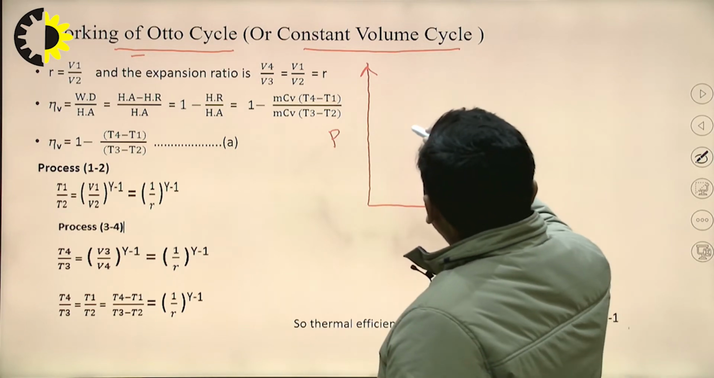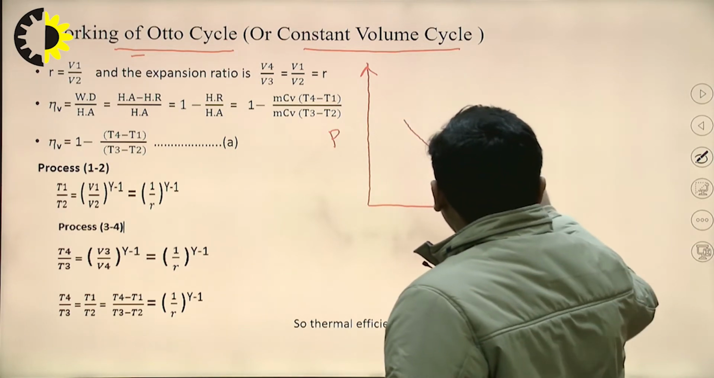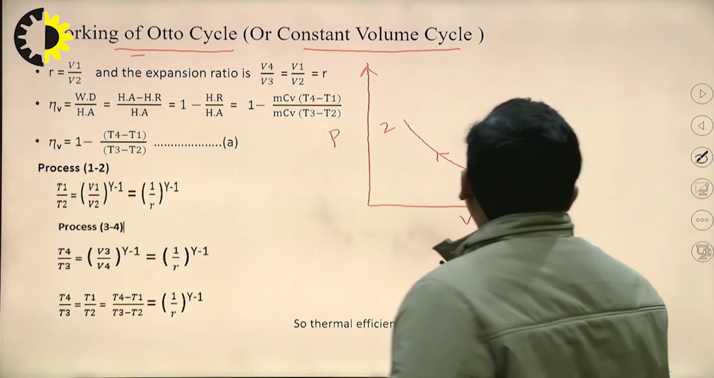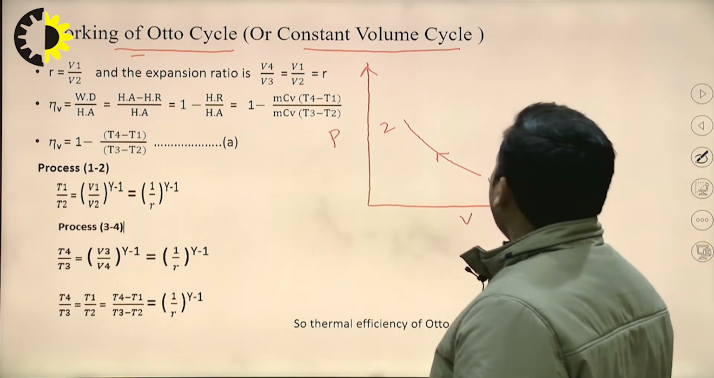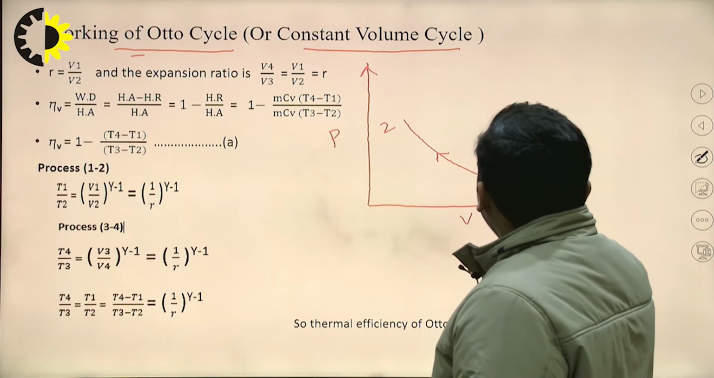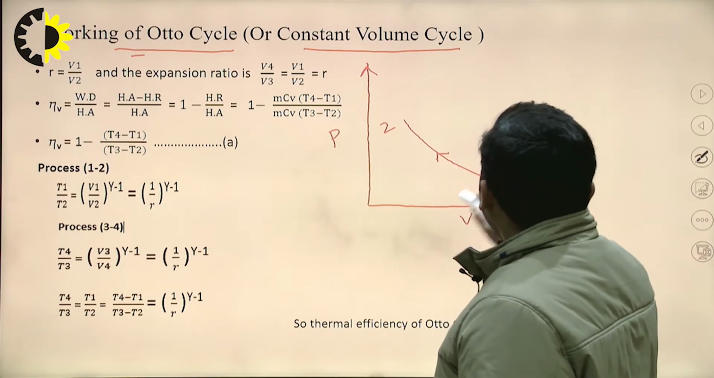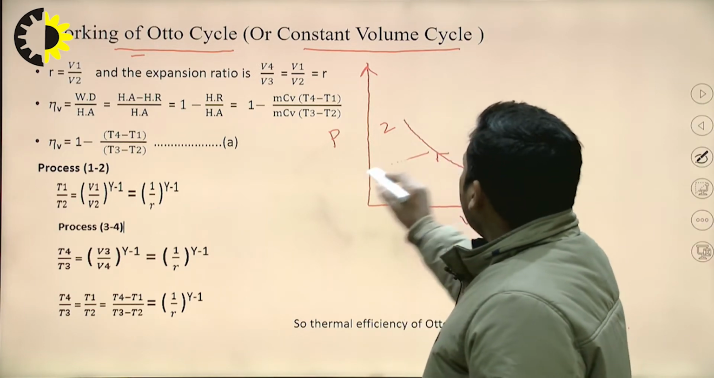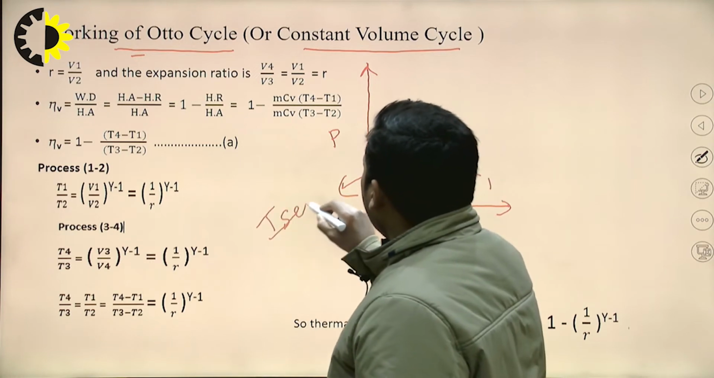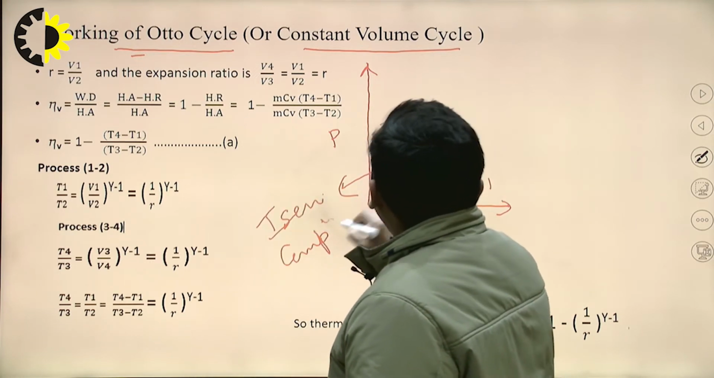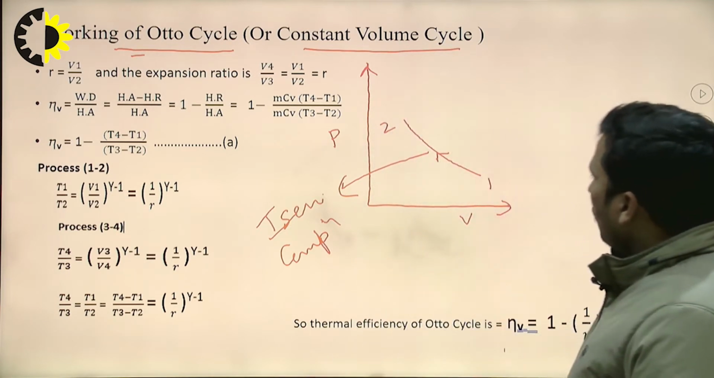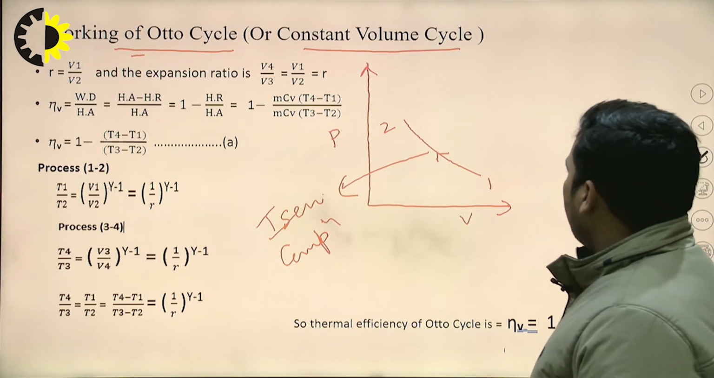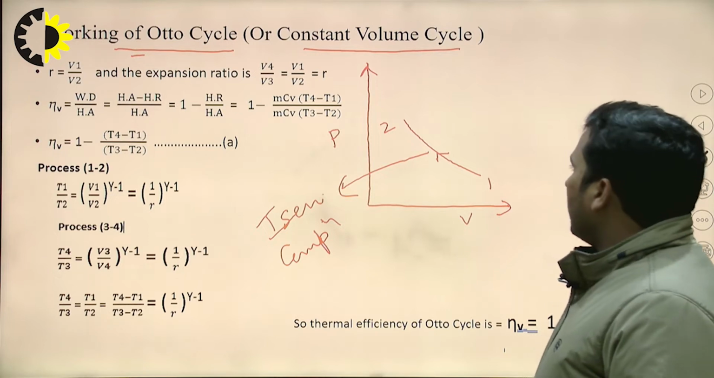First we will make isentropic compression process, and during this process the mixture of air and fuel is compressed isentropically inside the cylinder piston arrangement, and due to compression the volume decreases and pressure increases. So 1 to 2 is isentropic compression process. And when the piston reaches top dead center, at that time with the help of a spark plug, sparking is initiated.